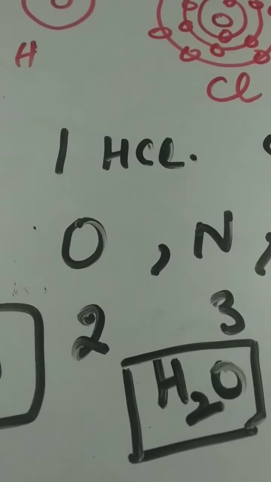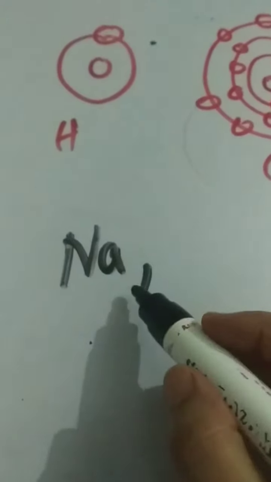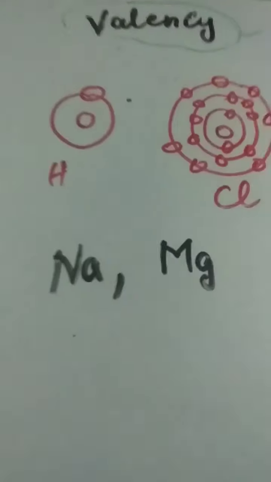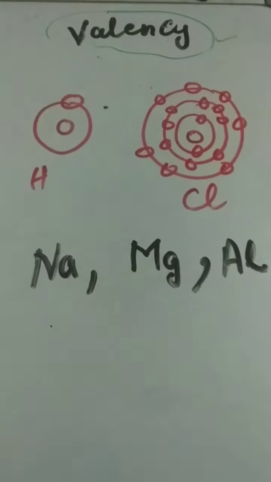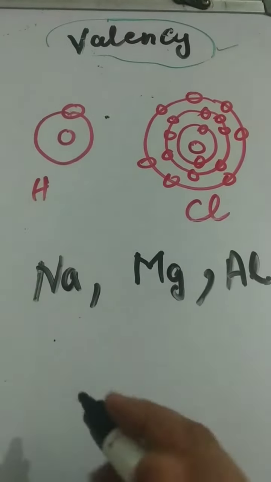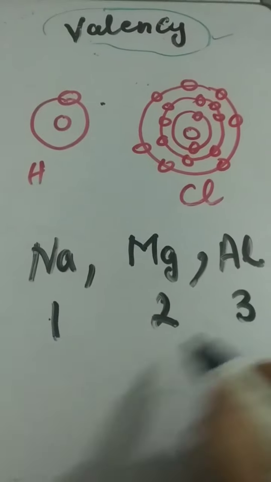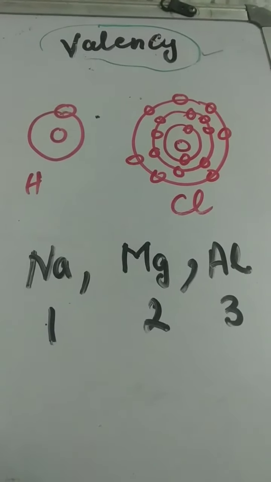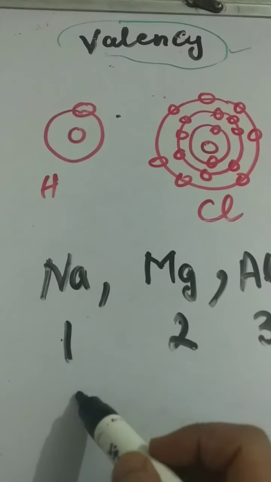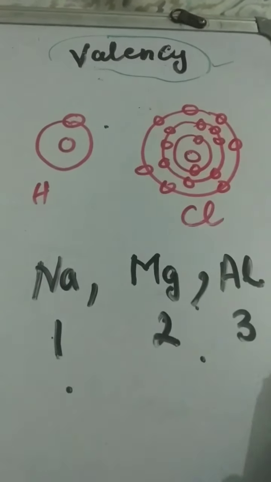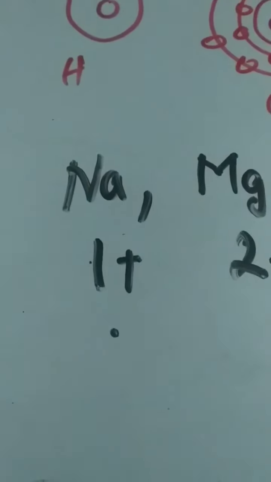On the other hand, an atom of sodium, magnesium and aluminium displaces 1, 2, 3 atoms of hydrogen respectively from an acid. So the valency of sodium is 1, magnesium 2, aluminium 3: 1 positive, 2 positive and 3 positive.